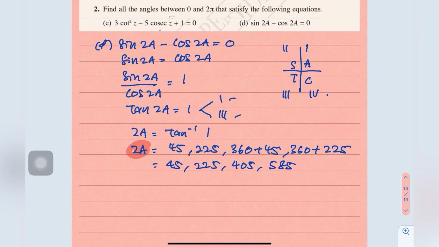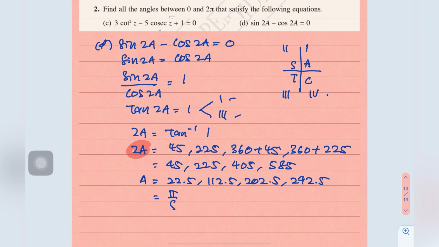To find the angles of a, we divide all by 2, which gives 22.5, 112.5, 202.5, and 292.5. As usual, if you want to convert this into radians, multiply by pi over 180, which equals pi over 8, 5 pi over 8, 9 pi over 8, and 13 pi over 8.